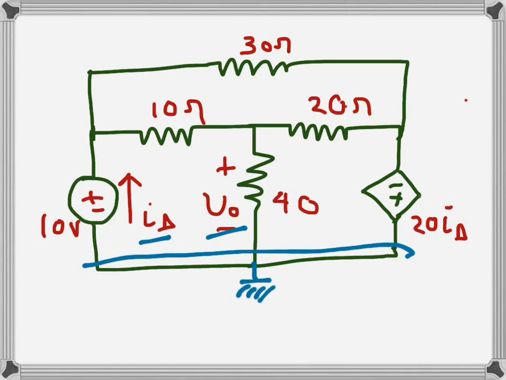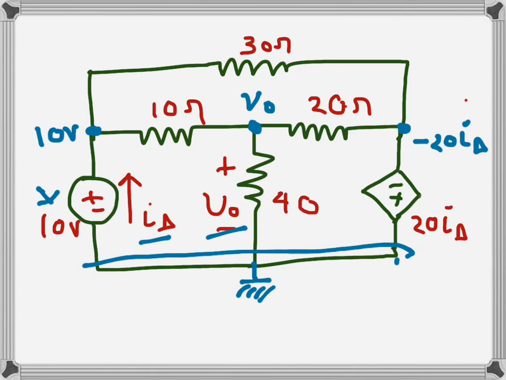When we observe the circuit, we can see that this node's voltage is V naught. This node's voltage is 10 volts because it is just from ground, increased by 10 volts by this source. And this node is ground, and then we have a current dependent voltage source, but the polarity is opposite, so it becomes minus 20 I delta. That is the potential of this node.